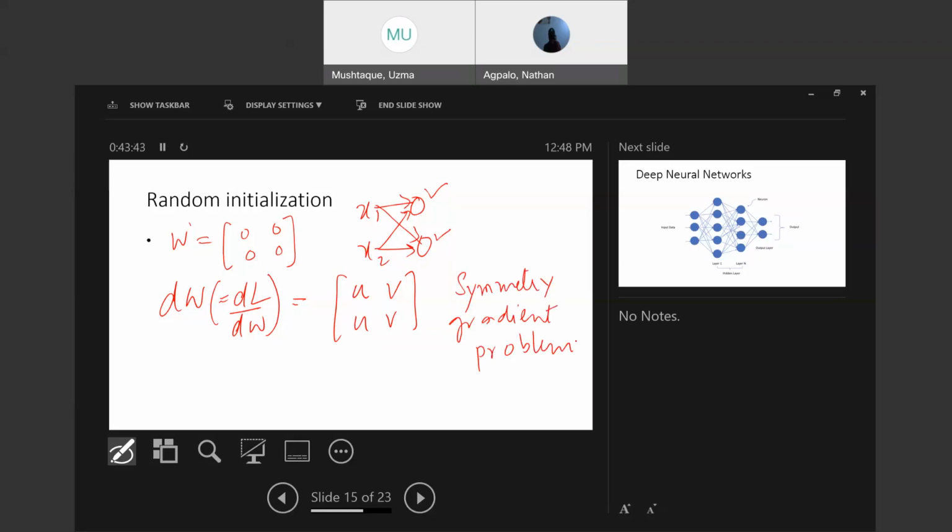In logistic regression, it worked because I'm just doing a single computation. Just imagine it was a single node with everything going into it. I don't have other nodes in my set of weights.